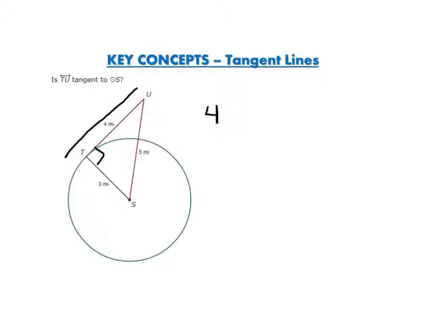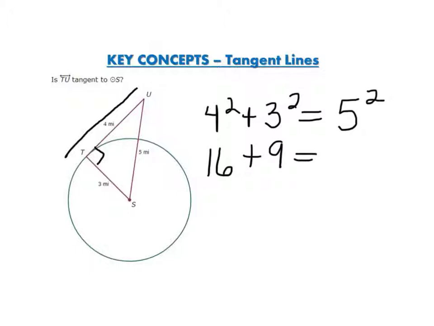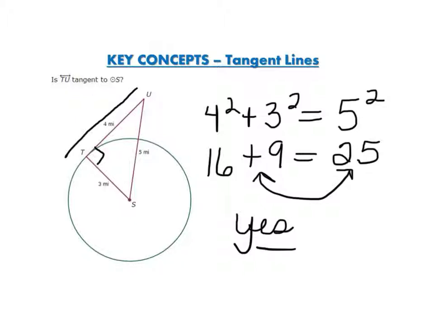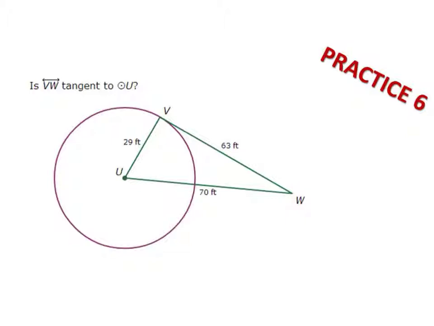And I'm going to take 4 squared plus 3 squared and see, does it really equal 5 squared? Well, this is 16, this is 9, and 5 squared is 25. 16 plus 9 is 25. So yes, line TU is tangent to circle S. Your last problem is to decide whether or not line VW is tangent to circle U.